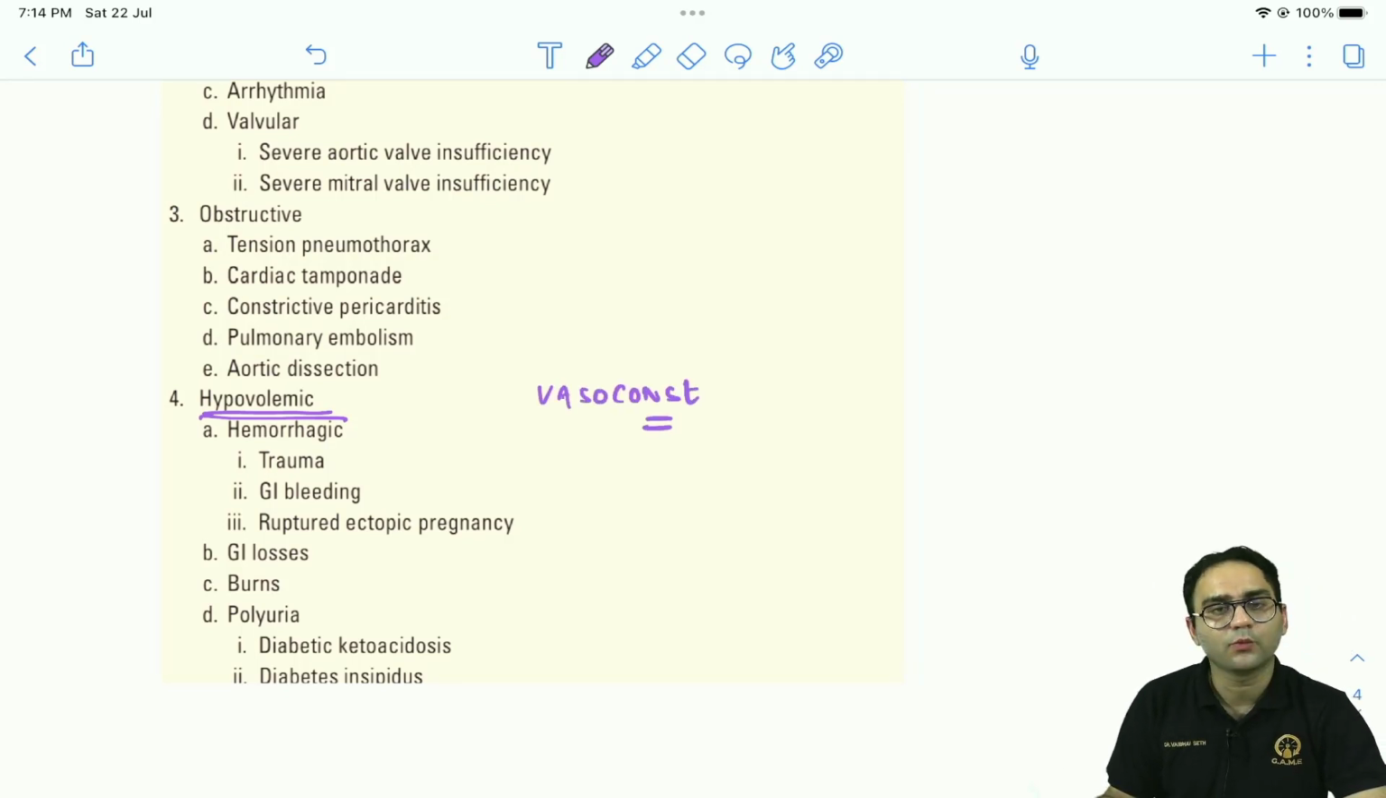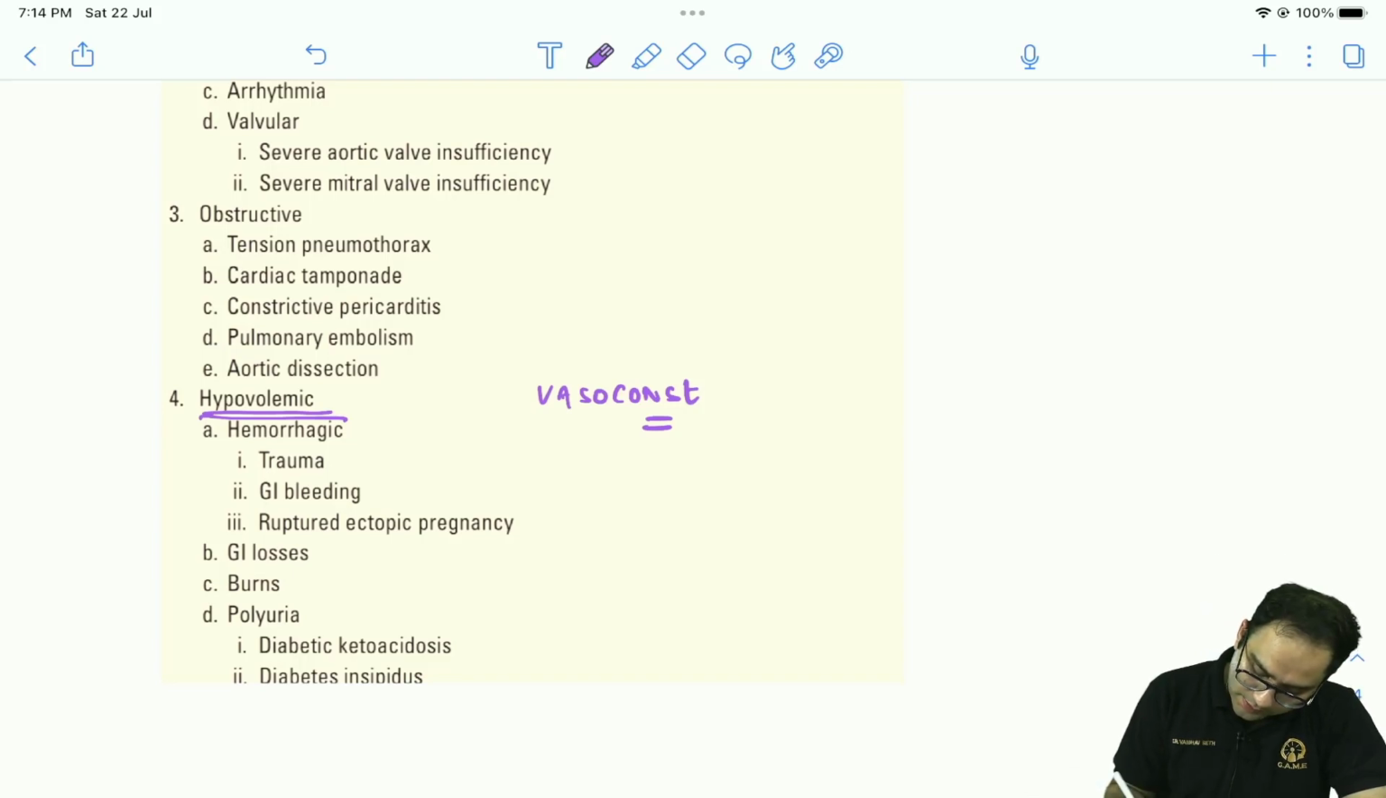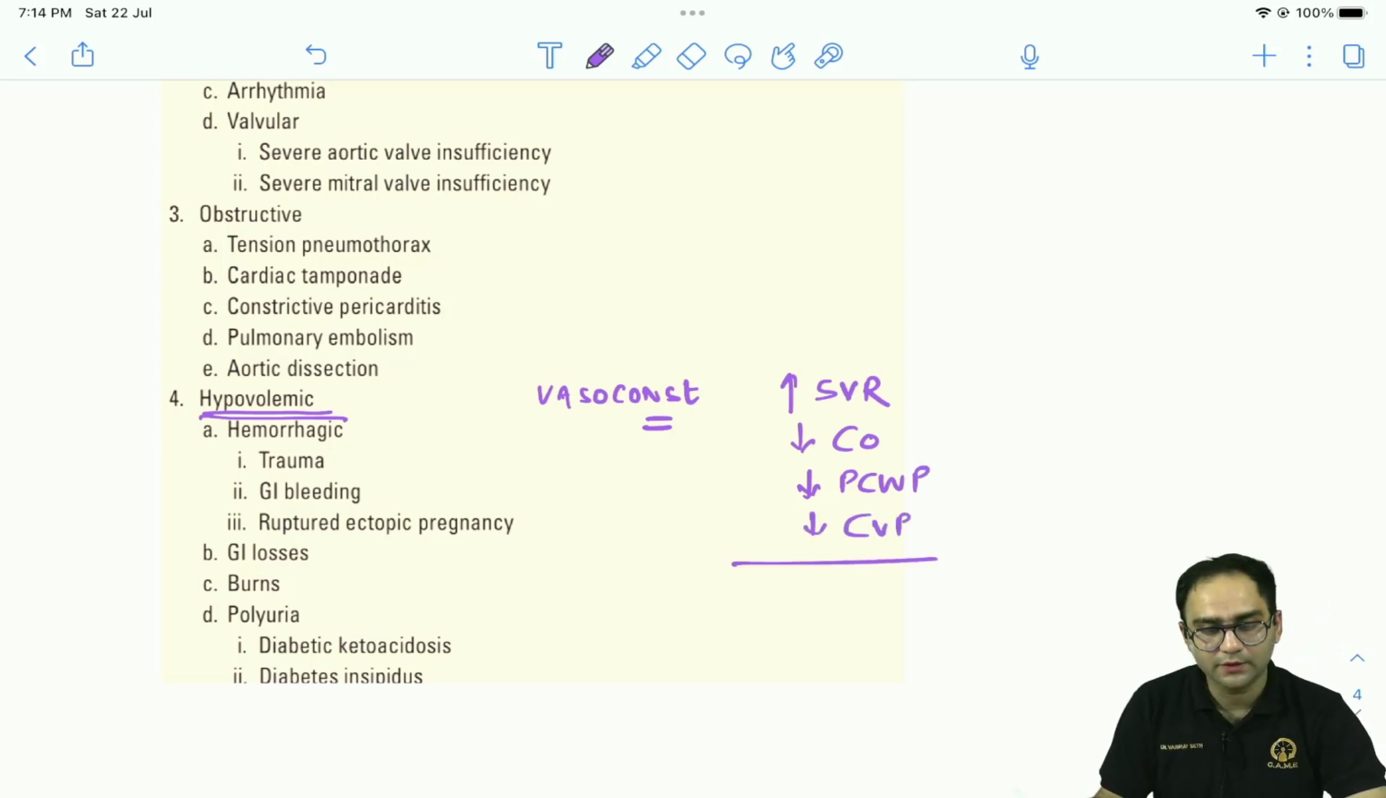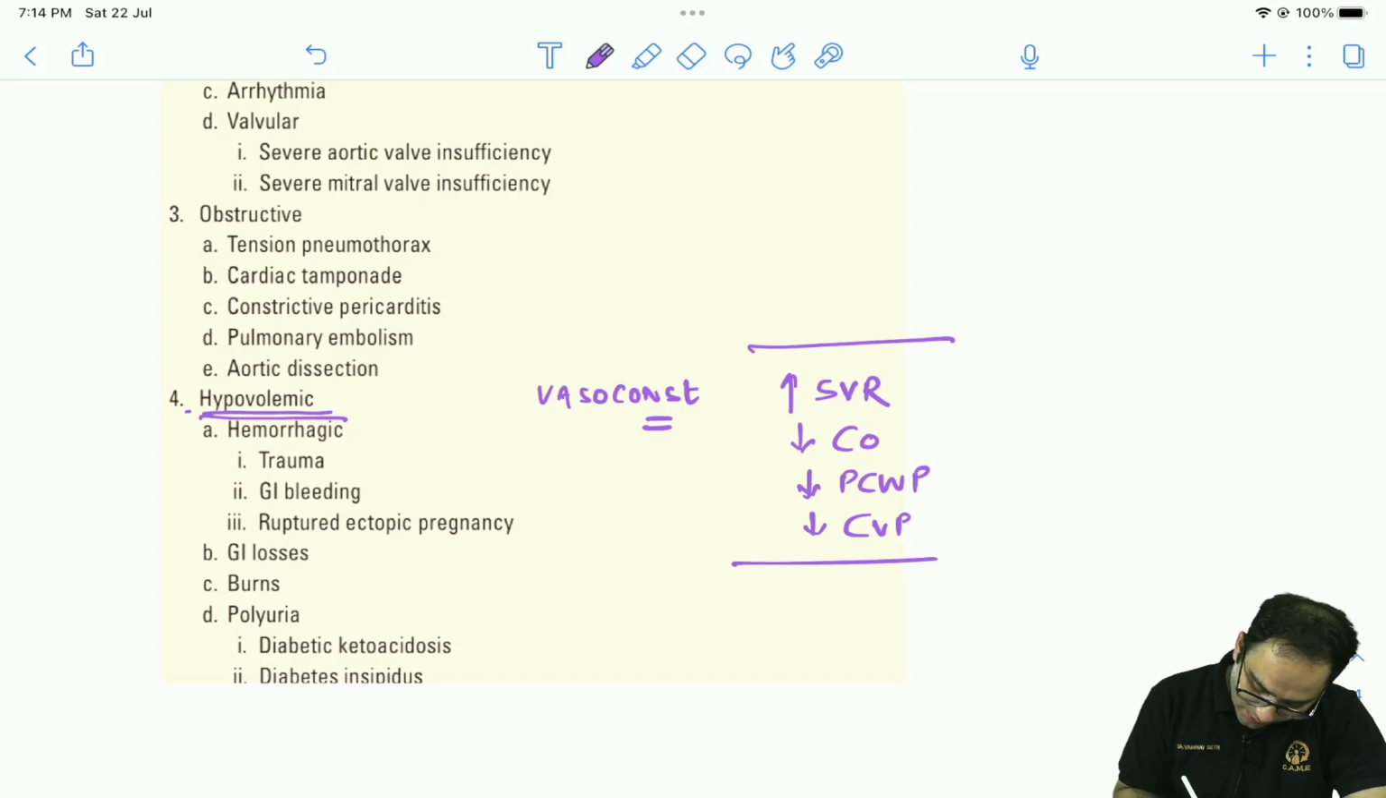Right? There is a vasoconstriction, in that there will be increase in the systemic vascular resistance, but there would be decrease in cardiac output, there would be decrease in pulmonary capillary wedge pressure, and there would be decrease in the central venous pressure. So as I already mentioned, hypovolemic shock is the most common type of shock.